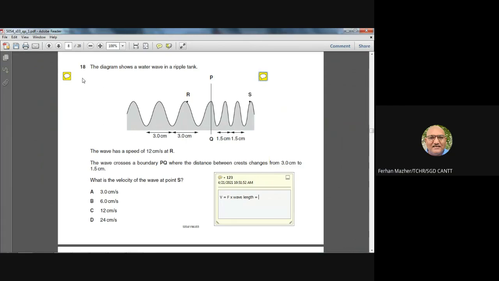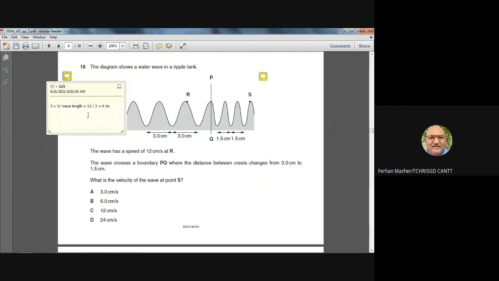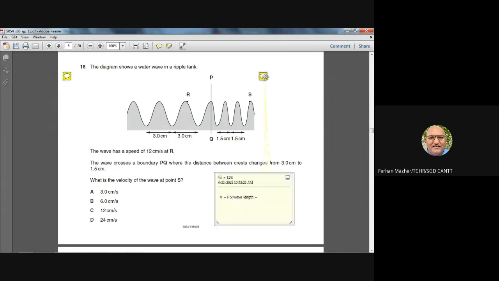What was the frequency here? You know, the frequency here was 4 hertz. So the same frequency will be here. Frequency does not change. So that will be 4 multiplied with the wavelength here, that's 1.5. When you multiply 4 with 1.5, I think it will be 6 centimeter per second. And that will be the speed here.